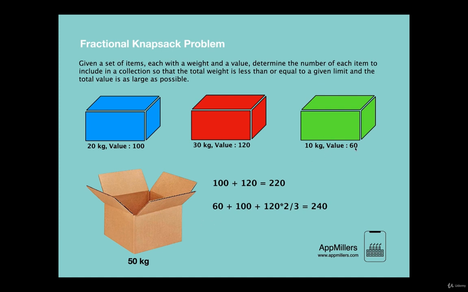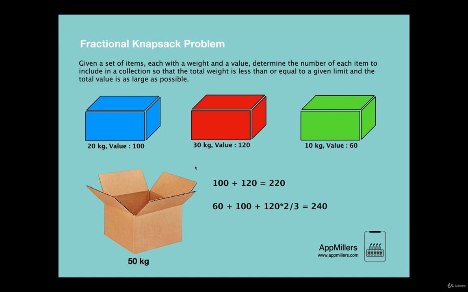Here we are taking this green one, which has the value of 60. Then we are taking this blue one, which has the value of 100. Then we are taking 2/3 of the red one from here, then it becomes 240. Now you might be interested in how we found this solution. We have found this solution using the greedy approach. Now let's see how this is working.